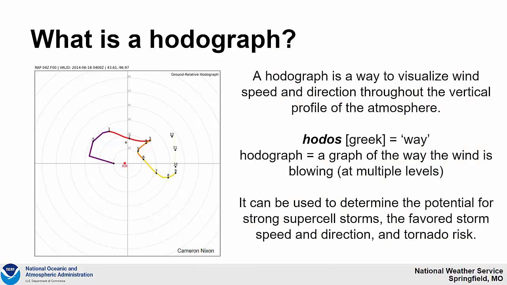A hodograph is a plot of the wind speed and direction at multiple levels in the vertical profile of the atmosphere. Its name comes from the Greek hodos, which means way, so it is a graph of the way of the wind. We will discuss how it can be used to diagnose the potential for supercells, to determine the favored speed and direction of storms, and even provide insight about the potential for storms to form tornadoes. But first, let's talk about how the hodograph is made.